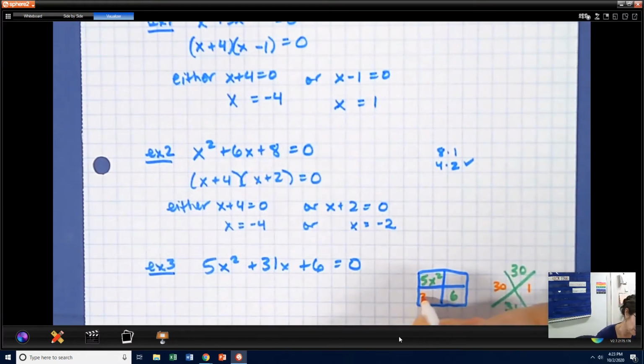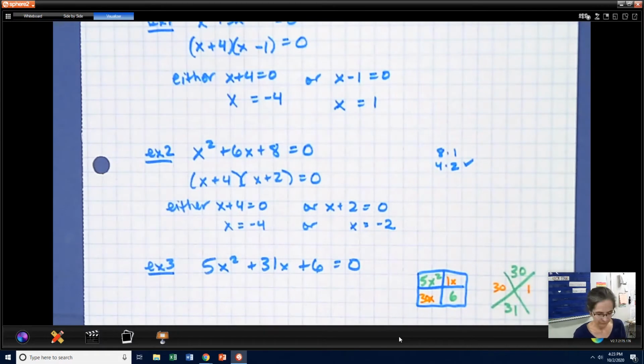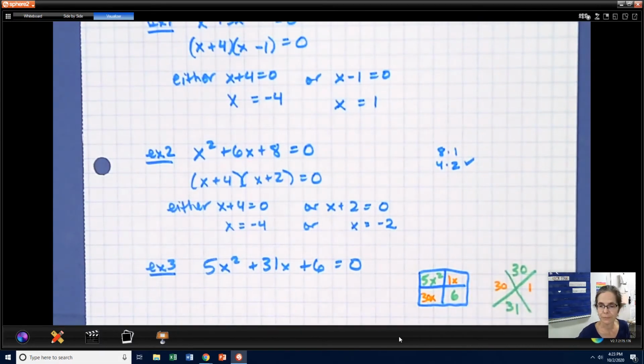So that means I'll put a 30x here and a 1x there. I could swap them, but those are going to be the two things that go in those corners. In the next stage, I'm going to be factoring each row. Well, in the bottom row, I can tell 6 goes into both of those. And in the top row, no number but x, so I could have just an x pulled out of those.